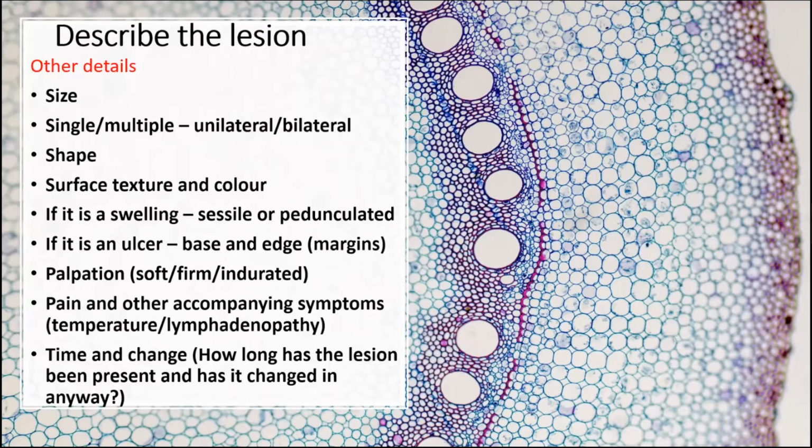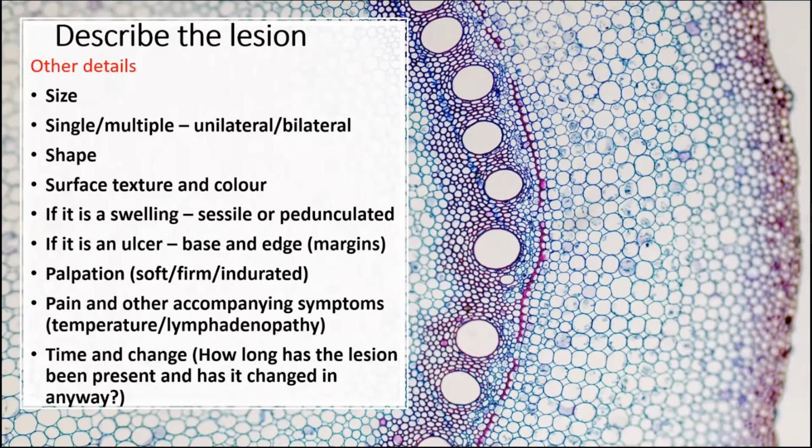Very, very important to include palpation. So we need to know whether the lesion is soft, firm, or indurated. If there is pain or other symptoms like temperature, lymphadenopathy, anything else, and time and change. So how long has the lesion been present and has it changed in any way? Most of this information will be given to you prior to your exam. So use it, okay? You do need to state the type of lesion to get a pass.